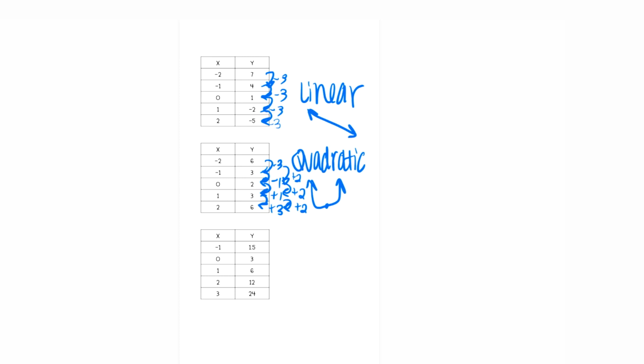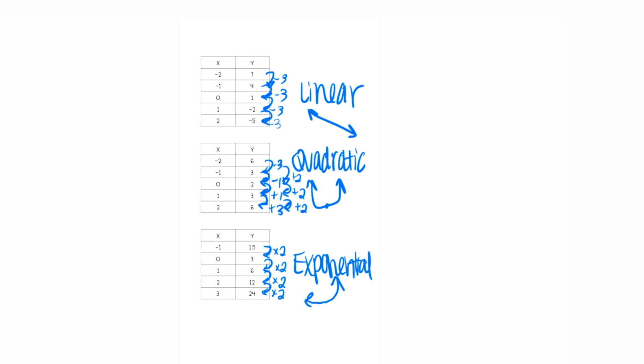Now in this third table, the pattern looks like each y value is multiplying by 2. Anytime your y values are multiplying by either a whole number or a fraction, that means your function is exponential. And as you can see, as our x's increase, our y values are getting a lot larger, a lot quicker, again, causing this shape on the coordinate plane.